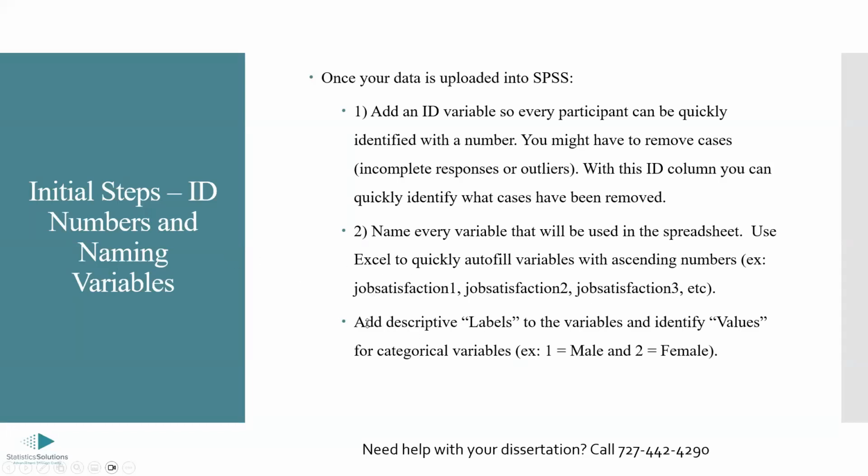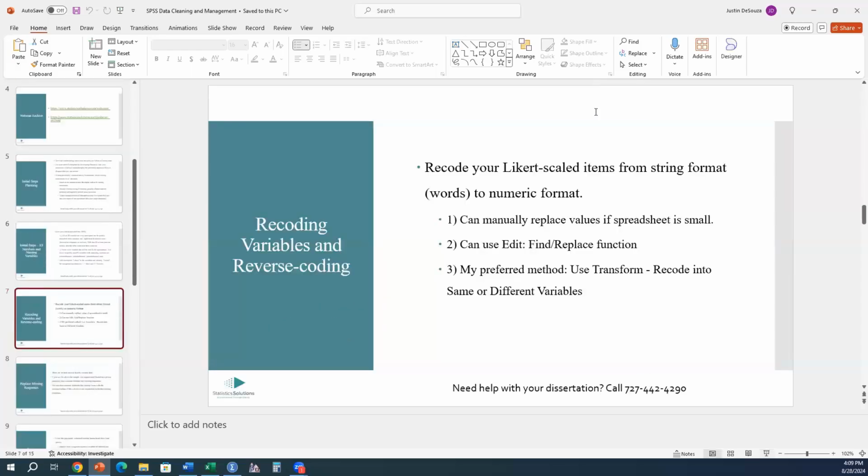And then the third thing is to add descriptive labels to all your variables and then identify values for anything that's categorical. So in SurveyMonkey or Qualtrics, maybe it's set up numerically for demographics, like 1 is male, 2 is female. Within SPSS, you can make that identification. So let's take care of these first few steps.